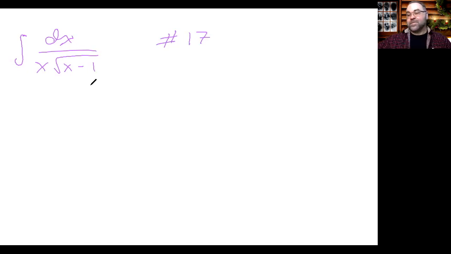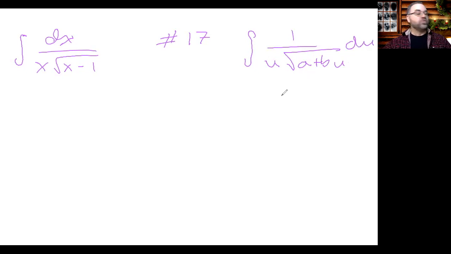Sorry about that. So with number 17, you can see that that's the pattern for when you have 1 over u radical a plus b u du. And they give you two choices, one for a being positive and one for a being negative. And in this case, we have a negative a because we have -1 for a. B in this case is 1 right here, right? And so we can just go down to the a less than 0 version of that formula and kind of plug in.